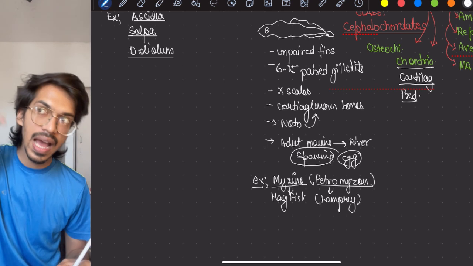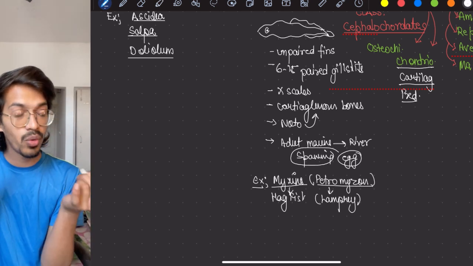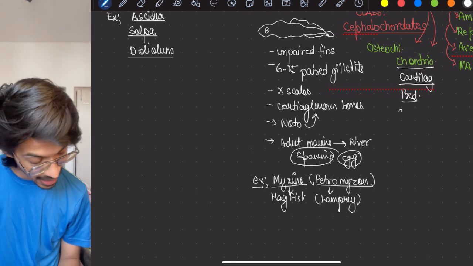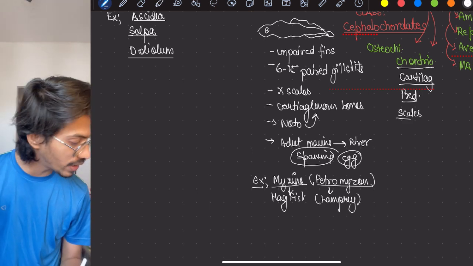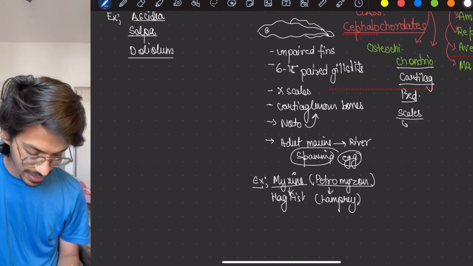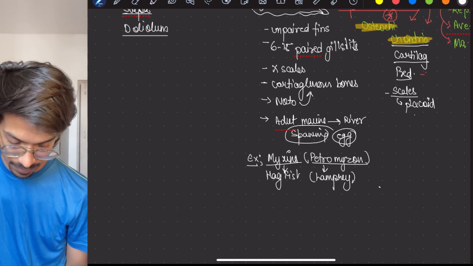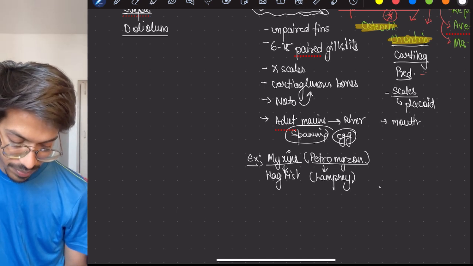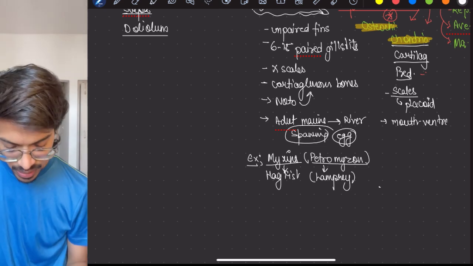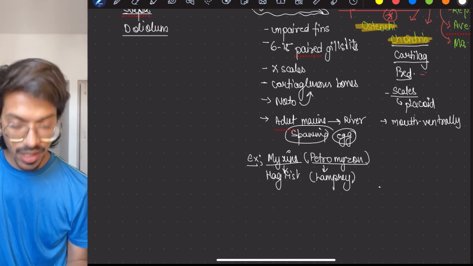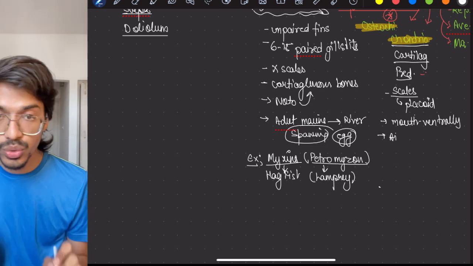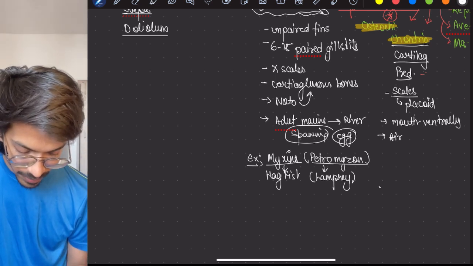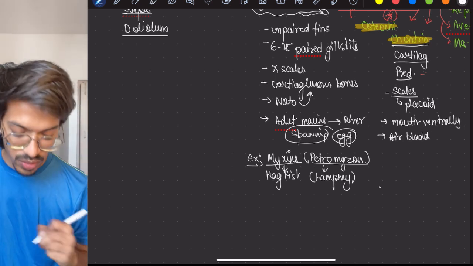Okay, and their body is made up of what? It's made up of scales. Now here the important thing is, which scales are present in them? In their body there is a presence of placoid scale. Then their mouth is ventrally present, a little lower than their body level. Then they do not have an air bladder, so they continuously have to swim or else they will sink. So air bladder absent.